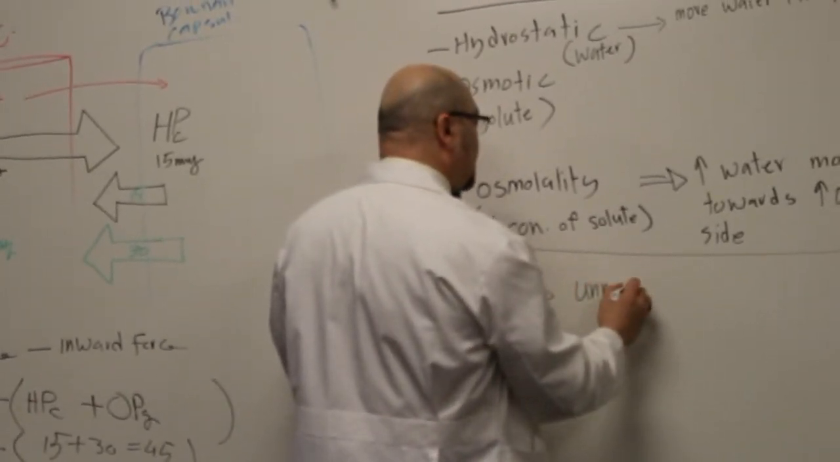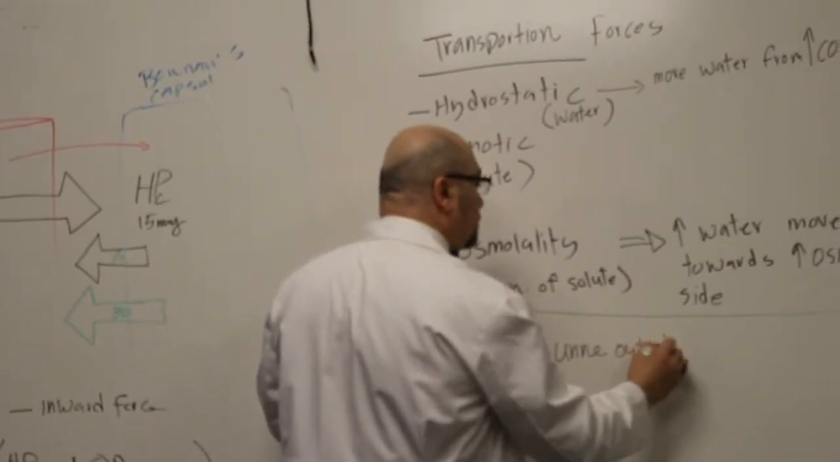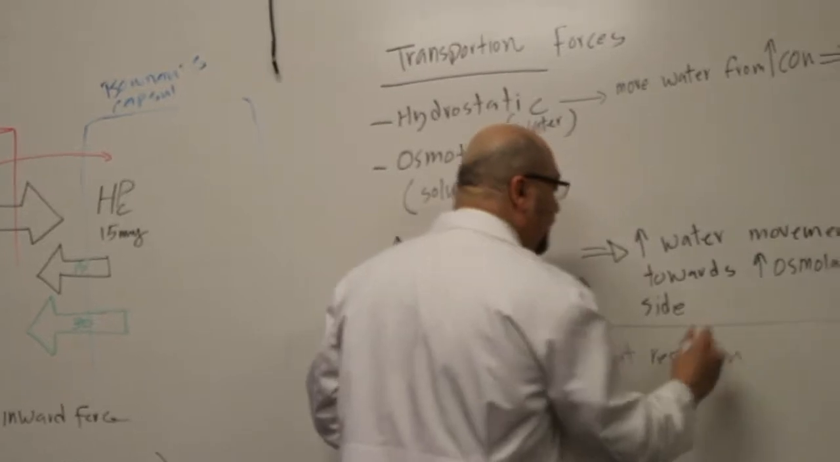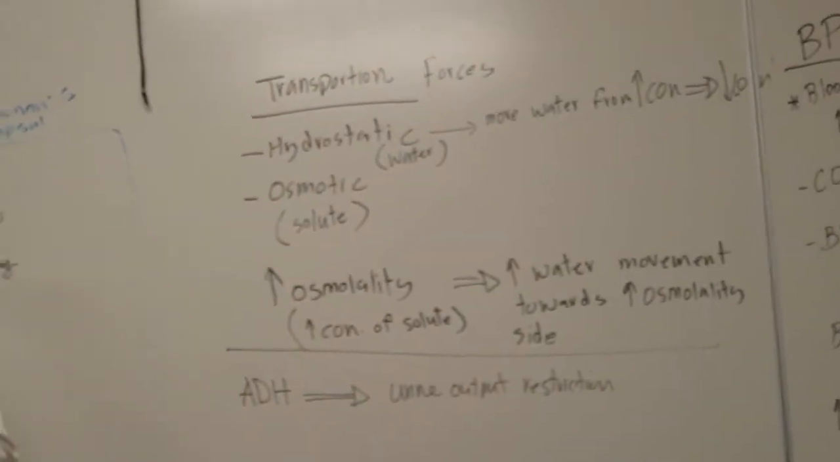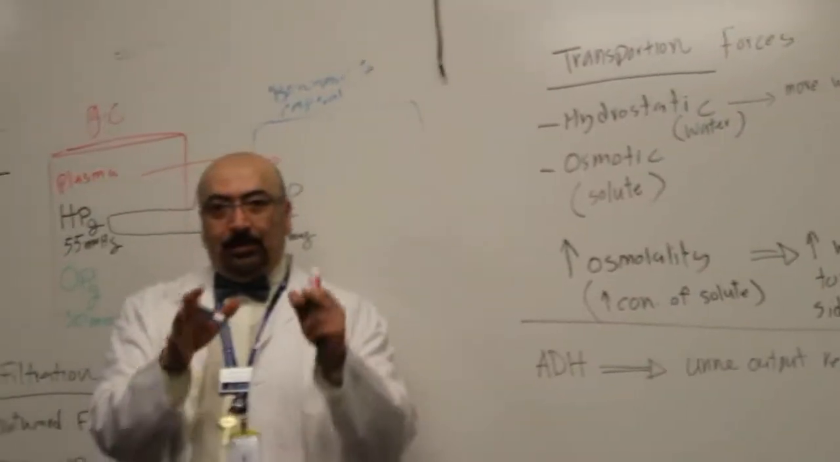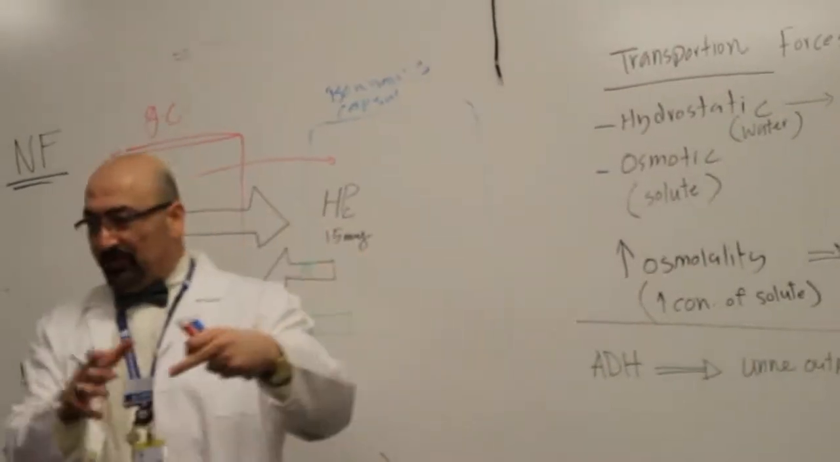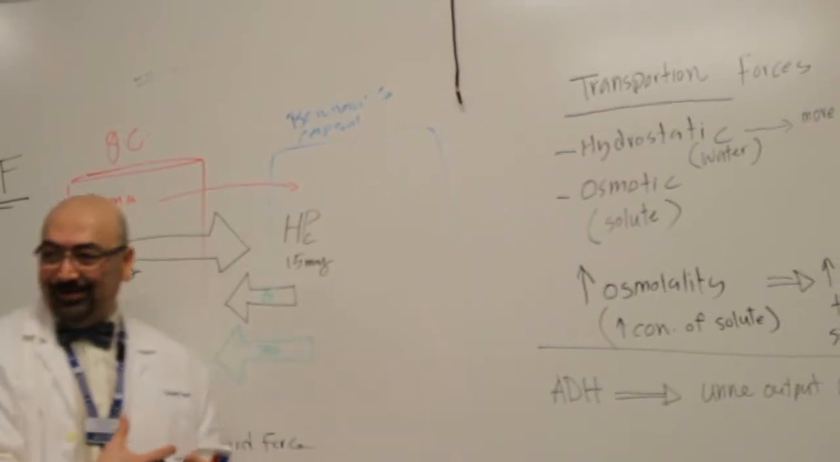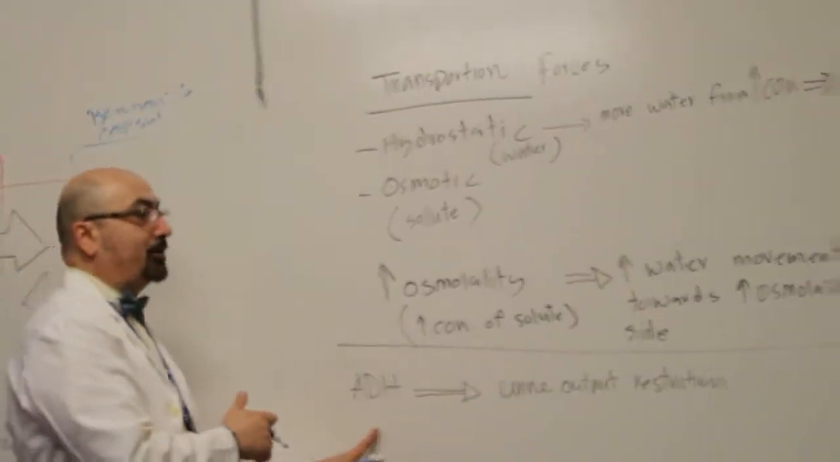urine output restriction. So basically, when it's present, it will put restriction on urine output, therefore most of the urine is water, right? So we get to keep the water and keep the body hydrated.